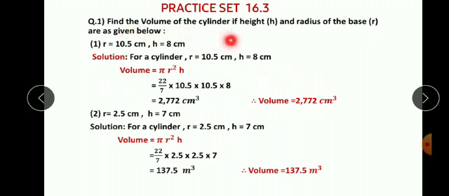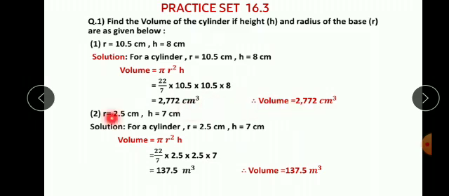Practice set 16.3. Let us see the first question. Find the volume of the cylinder if the height h and radius of the base r are given. r is given as 10.5 cm, h is given as 8 cm. So for a cylinder r is equal to 10.5 and h is equal to 8 cm. Let us use the formula for volume. Volume is equal to pi r square h. So 22 upon 7 into 10.5 into 10.5 into 8. So this will be 2772 centimeter cube, that is the volume.